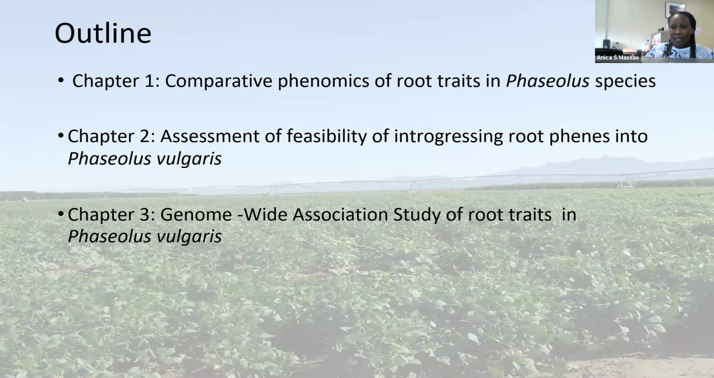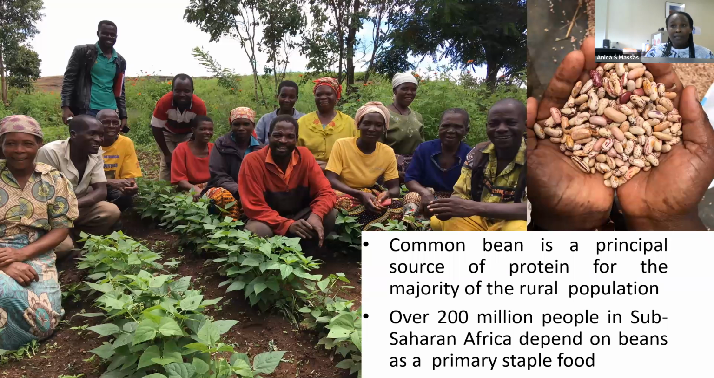Now, talking about beans, that is a major source of protein in the world, especially in countries that cannot or do not have animal protein. Over 200 million people in Africa have beans as a primary staple food. Now we can see that there's a lot of variety of beans that we find in Africa.